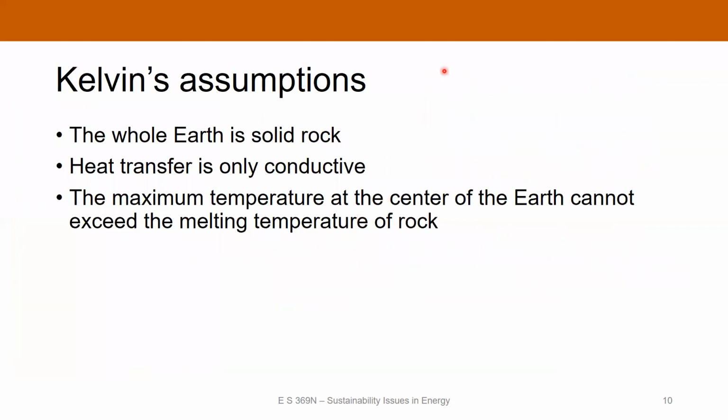So Kelvin went in there and he said, okay, let's assume the whole Earth is solid rock. We only have conductive heat transfer. And the boundary condition is that the maximum temperature at the center of the Earth cannot exceed the melting temperature of rock. Okay, so let's take those three assumptions.